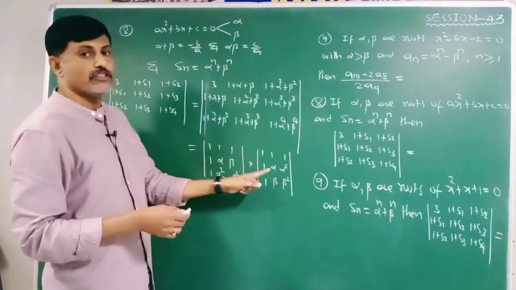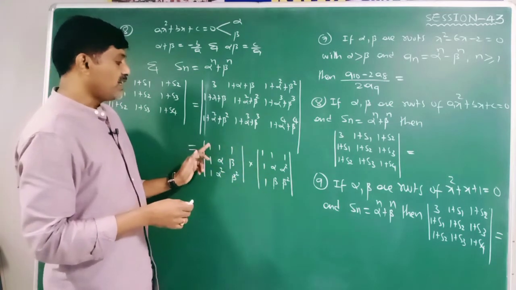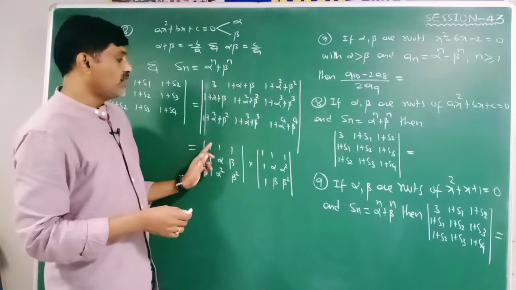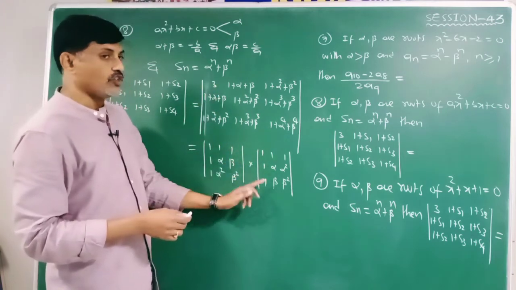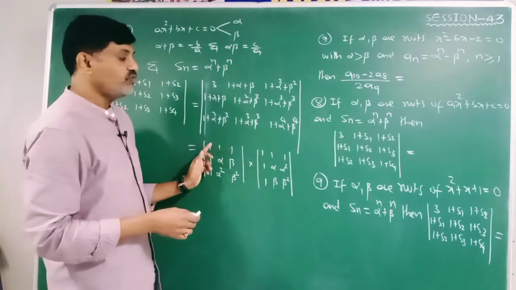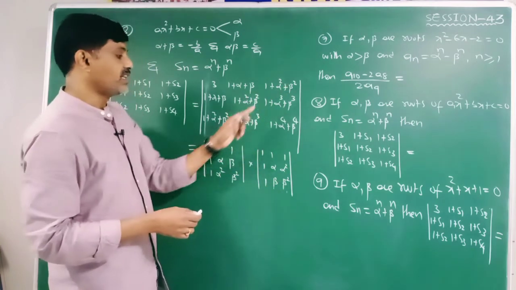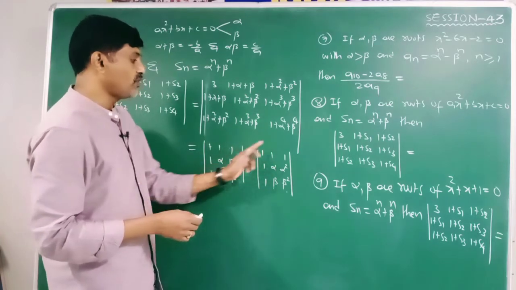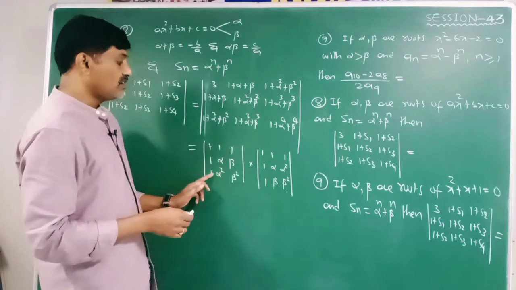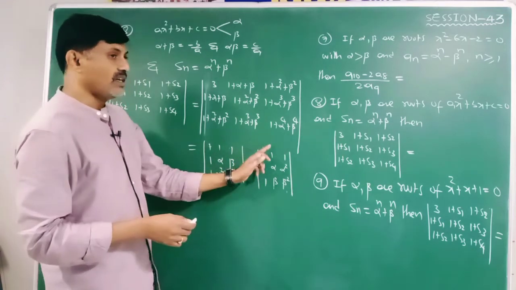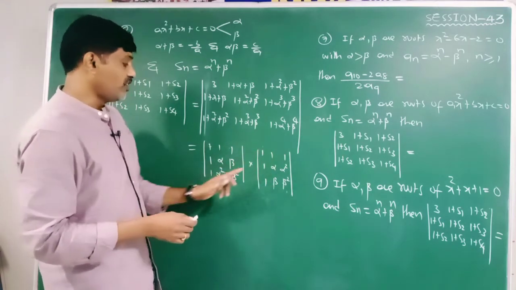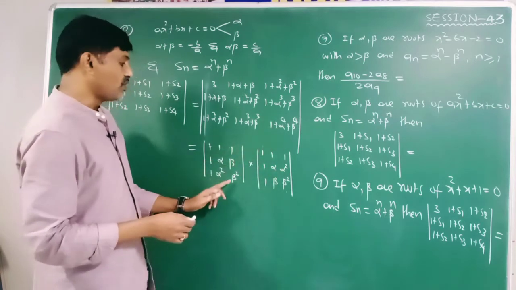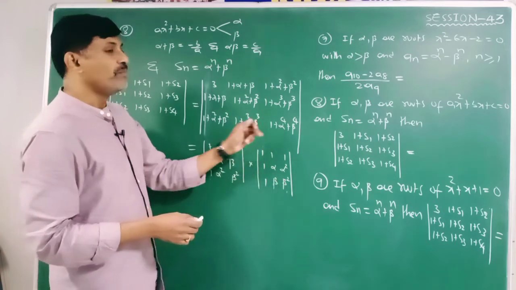Now you can multiply these two matrices. First row with the first column gives 3, first row with the second column gives 1 plus alpha plus beta, and first row with the third column is similar. Next second row with each column, then third row with each column. Alpha square into alpha square is alpha power 4, and beta square into beta square is beta power 4.